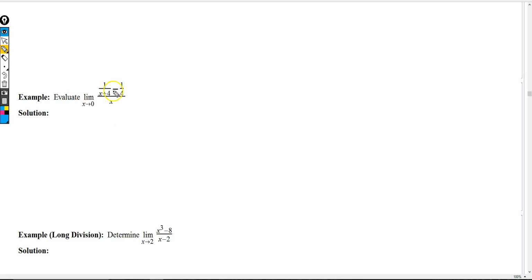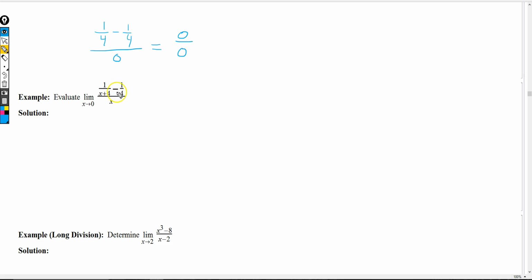Now this doesn't look like a polynomial in the numerator that we can factor and do any cancellation with the x in the denominator. Let's also notice this. If we put 0 in for the x here and here, we get, and so we are getting that form 0 divided by 0. So this limit may exist.